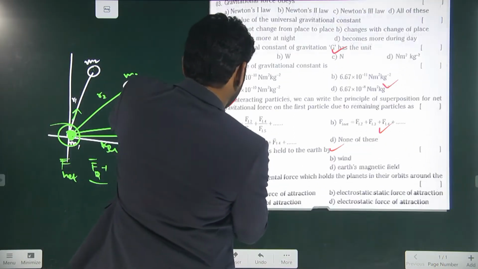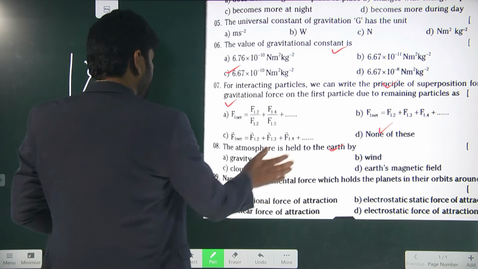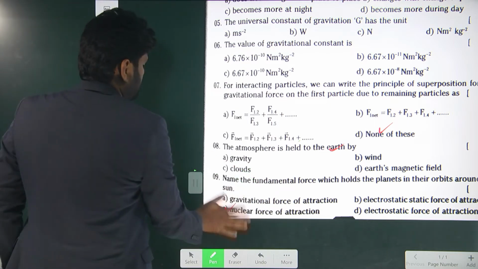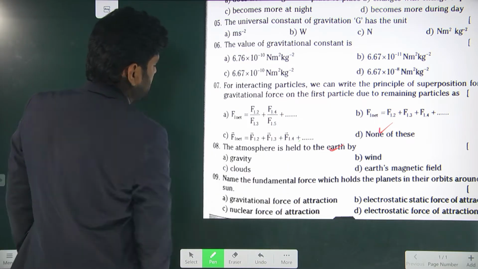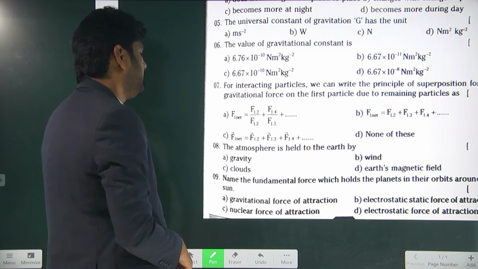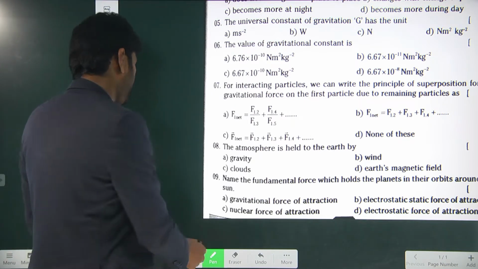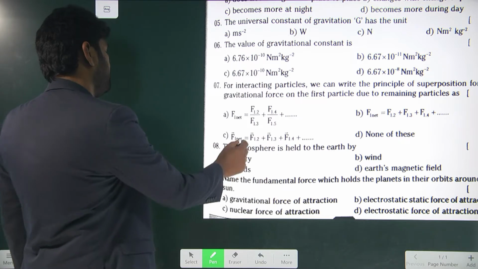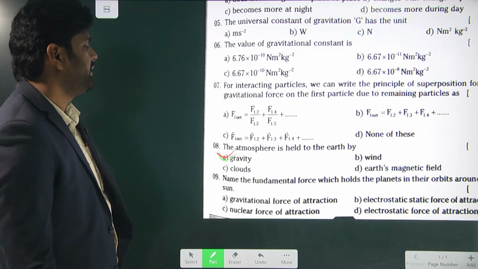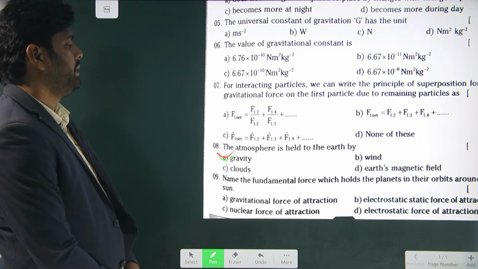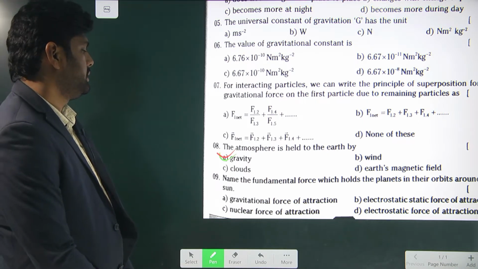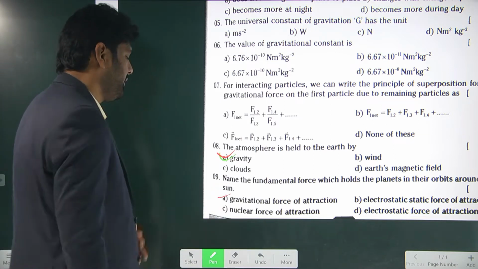Is it appearing to you? Tell me the next question. The atmosphere is held to the earth by gravity, that is, by gravitational force. That is the first option. Next, name the fundamental force which holds the planets in their orbits around the sun. What is that force? Gravitational force.